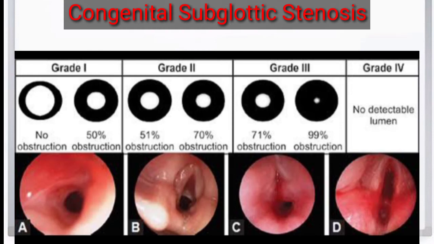The most common grading for the diagnosis of subglottic stenosis is the Myer-Cotton grading scale. Grade 1 stenosis is lumen obstruction less than 50%. Grade 2 stenosis is lumen obstruction between 50 and 70%. Grade 3 stenosis is lumen obstruction between 71 and 99%. And grade 4 stenosis is complete lumen obstruction.